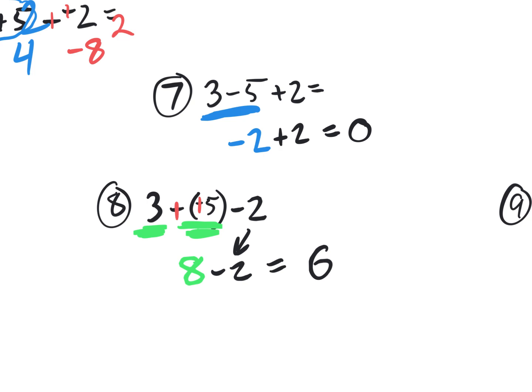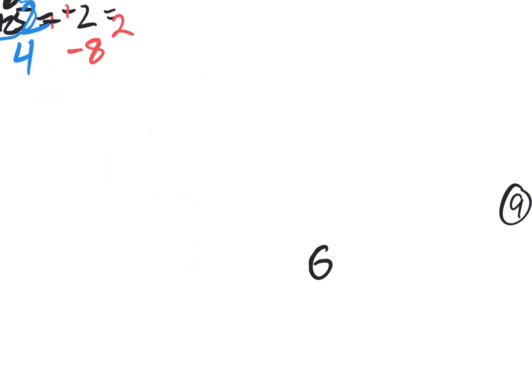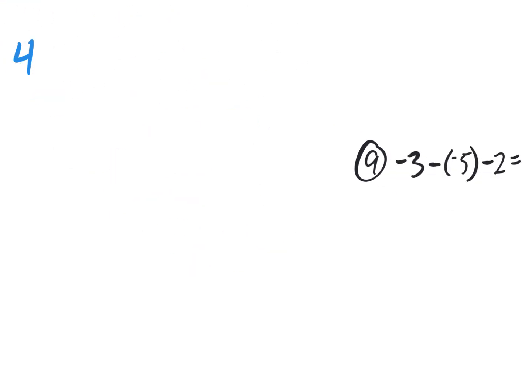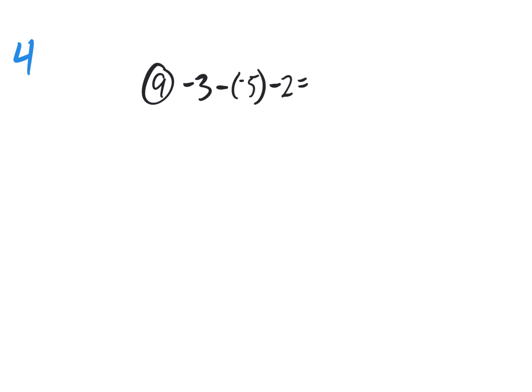Let's try another. How about that one? Minus 3, minus 5, minus 2. It's a bunch of minuses. Or we could also have said negative 3 minus a negative 5 minus 2. Anybody got an answer? Zero. Excellent. Thank you. Once again, even before thinking of money, if you have a minus minus, you have to change to plus plus.